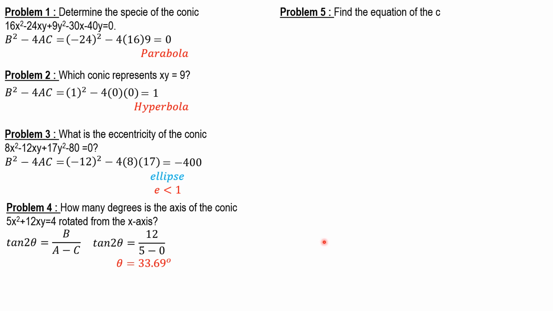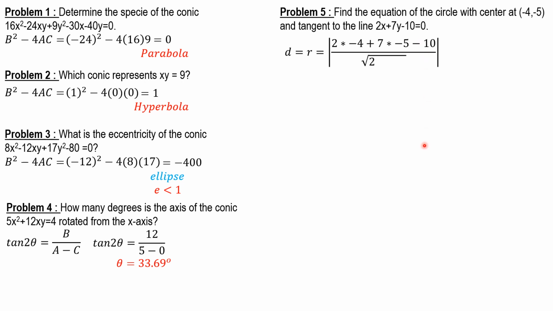Problem 5, find the equation of the circle with center at negative 4, negative 5 and tangent to the line 2x plus 7y minus 10 equals 0. So remember that the distance from a point to a line, the point is the center, and this is the line, the tangent line is the radius of the circle. And since we are looking for radius, that's positive, so let's just use absolute value of ax1 plus by1 plus c over square root of a squared plus b squared.